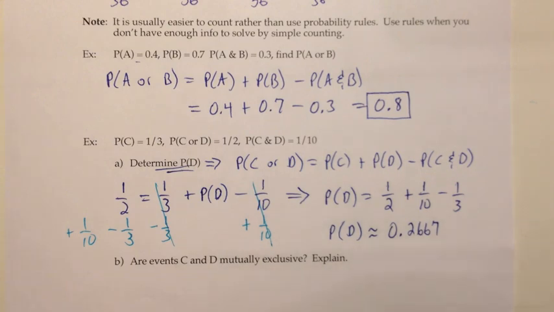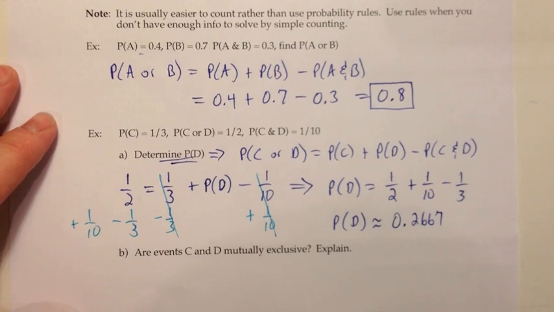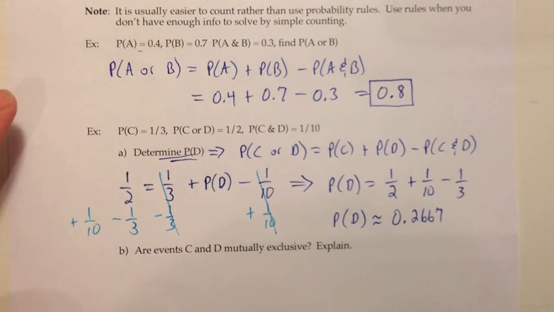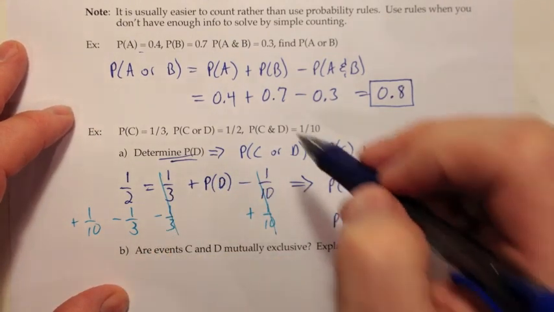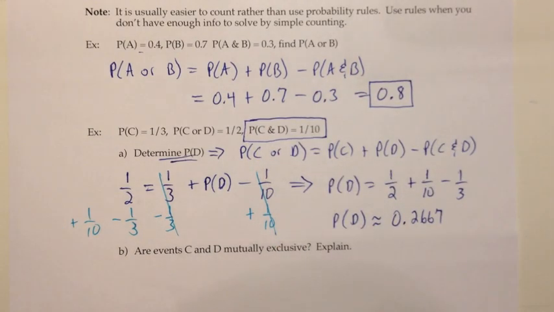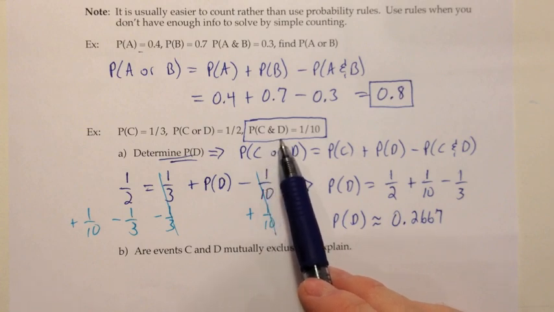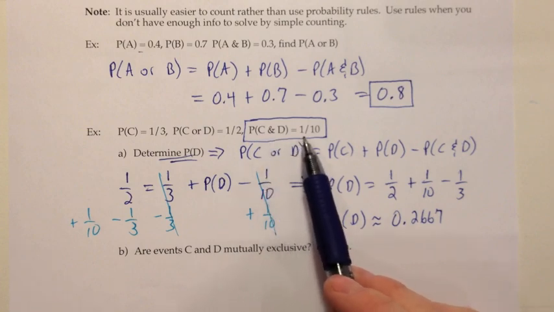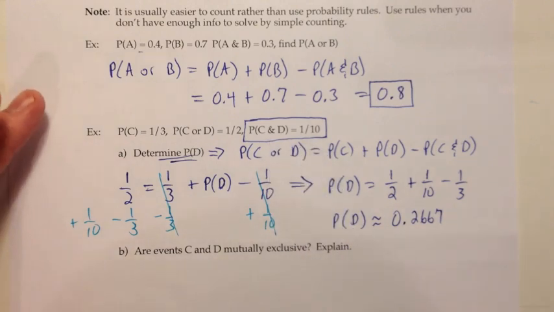All right, and then the final question on this: are events C and D mutually exclusive? Explain. Well, recall that events are mutually exclusive if the overlap does not exist, or if it's impossible to land in both events at once. So the way you can look at that is just look at the probability of C and D, and if that's 0, that would tell you that it's impossible for those to occur at the same time. If it's anything other than 0, it means that it's possible for them to occur simultaneously. I don't know what event C is, what event D is, or what experiment we're doing, but according to this, 1/10 of the time C and D happen simultaneously, so it's certainly not impossible for them to overlap.